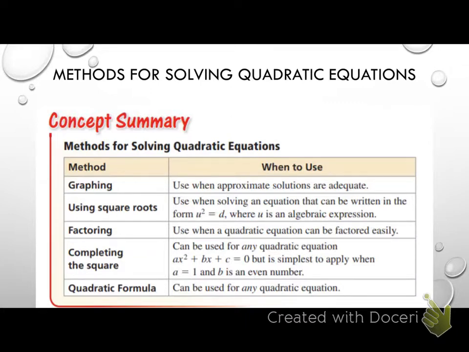Completing the square. This can be used for any quadratic equation ax squared plus bx plus c equals 0. But it's simplest to apply when a equals 1 and b is an even number. And then the quadratic formula. If all else fails, and you're not sure which method to use, use the quadratic formula. That can be used for any of our quadratic equations. You can use it for literally any single one of them.